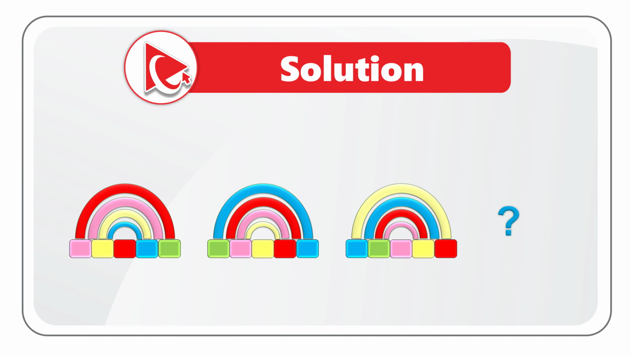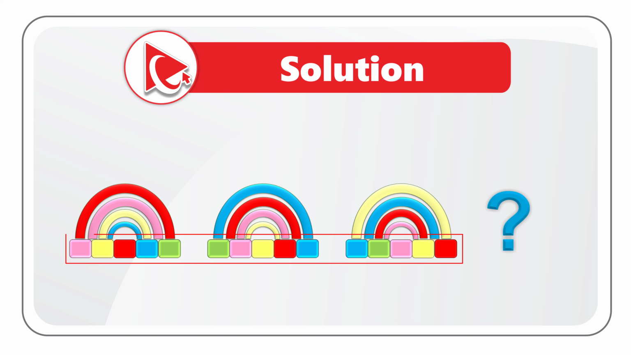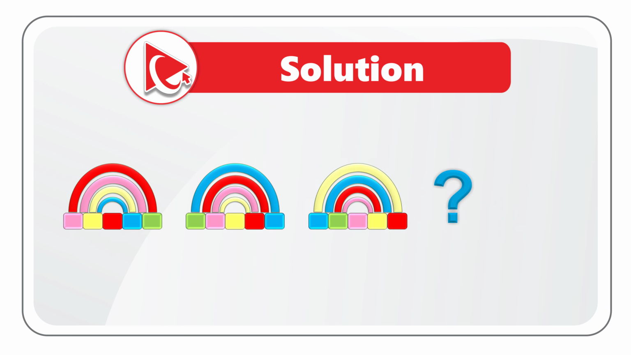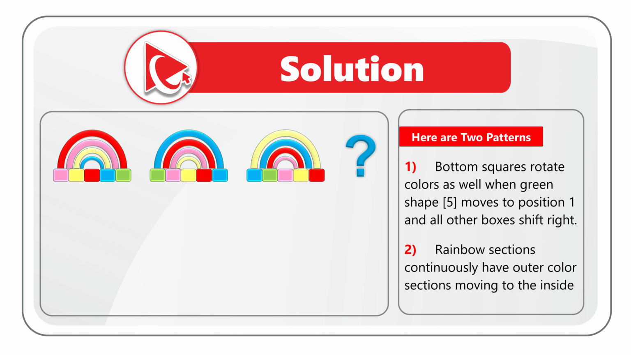When I was describing this question, I gave you a tip. This object is broken down into two parts. The rainbow section has its own pattern, and the series of squares at the bottom has its own pattern. So there are two patterns here in this shape, but detecting one is not enough. You have to detect both patterns.